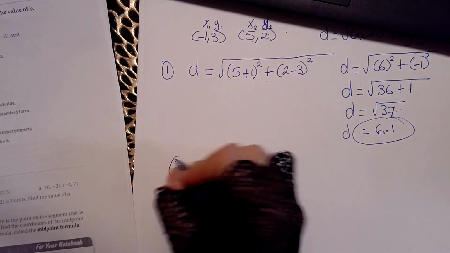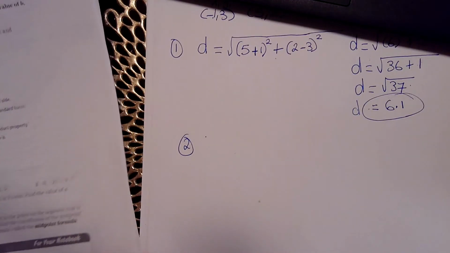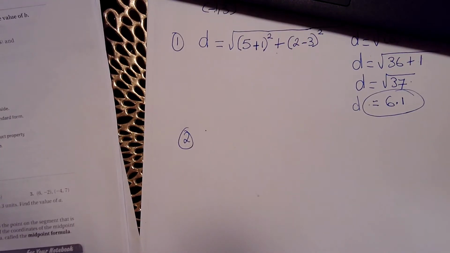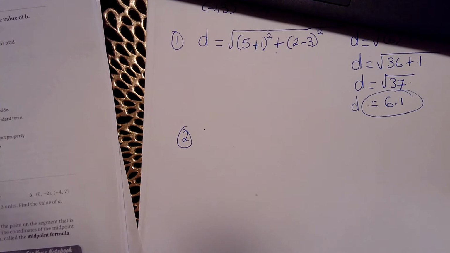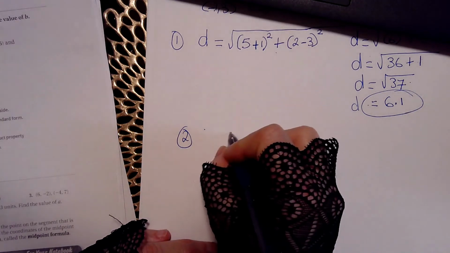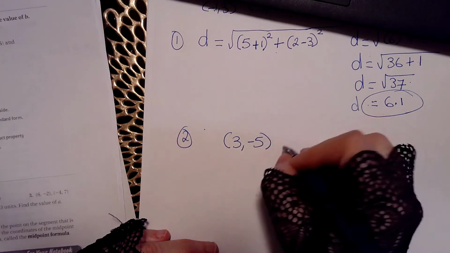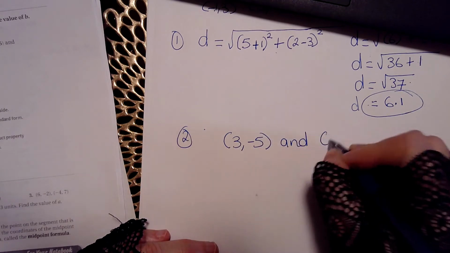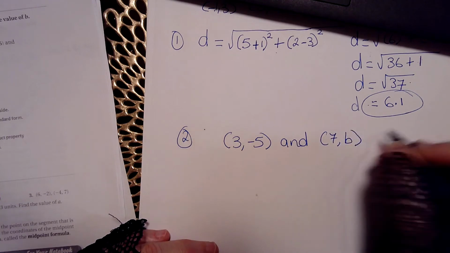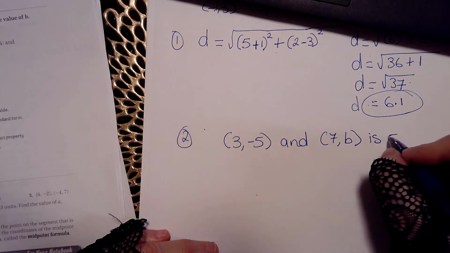So example 2. I'm going to do one of each type so you have something to look at when you're doing your homework. The next thing is find the distance between 3 and negative 5 and 7, b is 5 units.